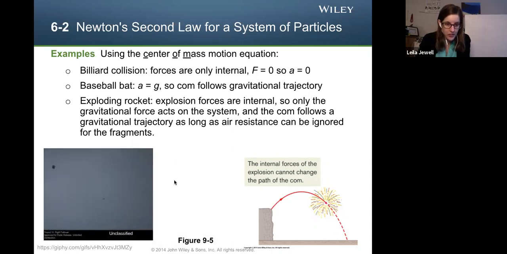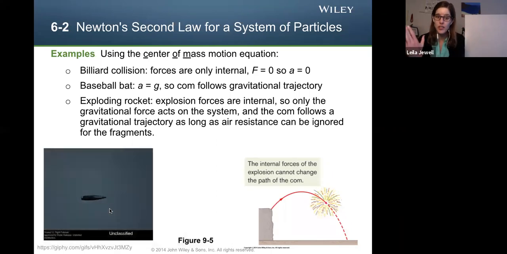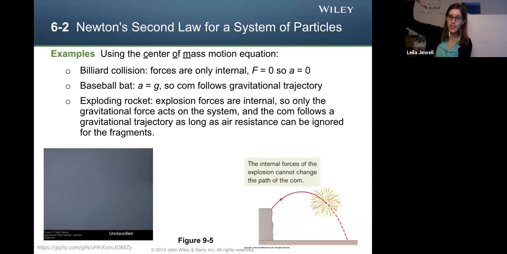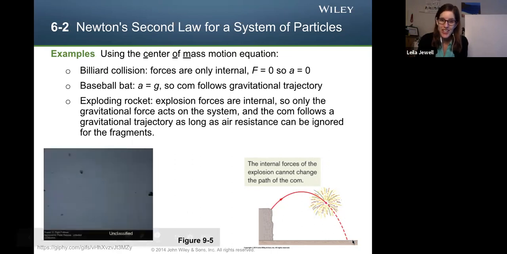I found this cool GIF of some sort of ballistic that is exploding. You can see all the pieces continue traveling in the same direction. It's not that the center of mass has changed. They spread out, but they're still following that same forward center of mass. A depiction of it from our book shows a rocket being launched off a cliff, and even though it explodes partway, all of the pieces overall will still follow that same trajectory. So it still balances out.